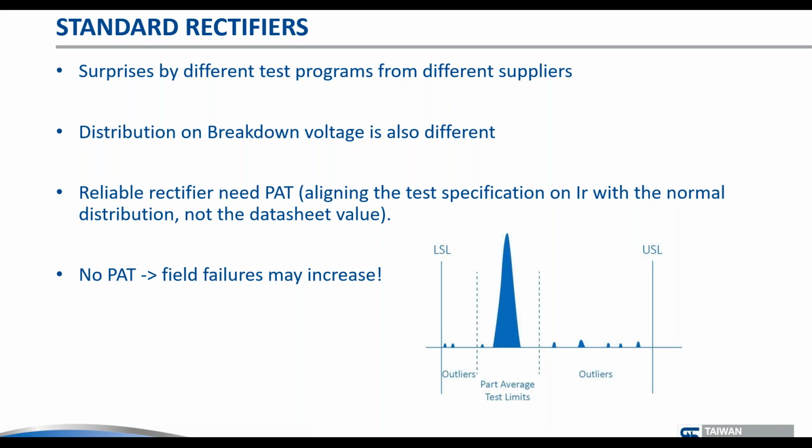So the CPK becomes irrelevant, or the test spec is irrelevant, or the datasheet value, I would say, is irrelevant here. So rectifiers, that's why all rectifiers need part average testing here, because everything that is outside the normal distribution is a potential source for long-term field failures. There could be minor cracks in the glass, in the die, caused by the sawing, and so on. So there are parts that are outliers out in the normal distribution that need to be eliminated.